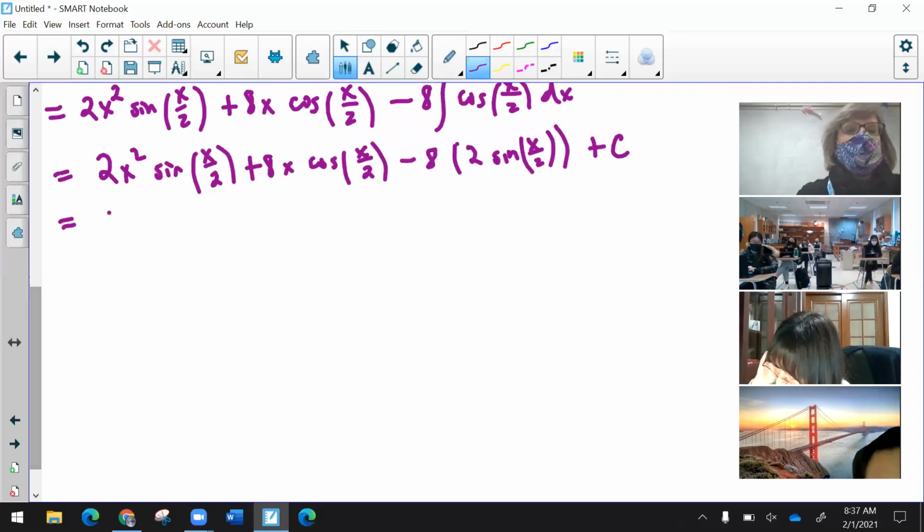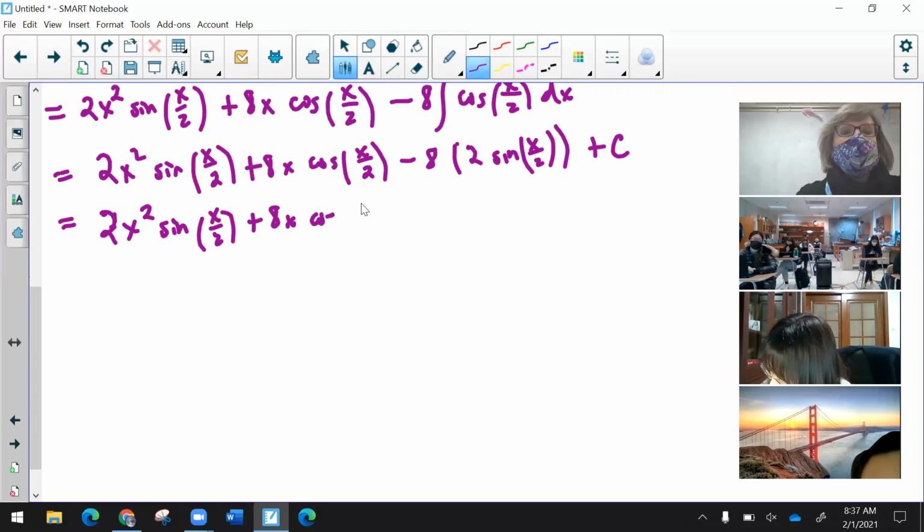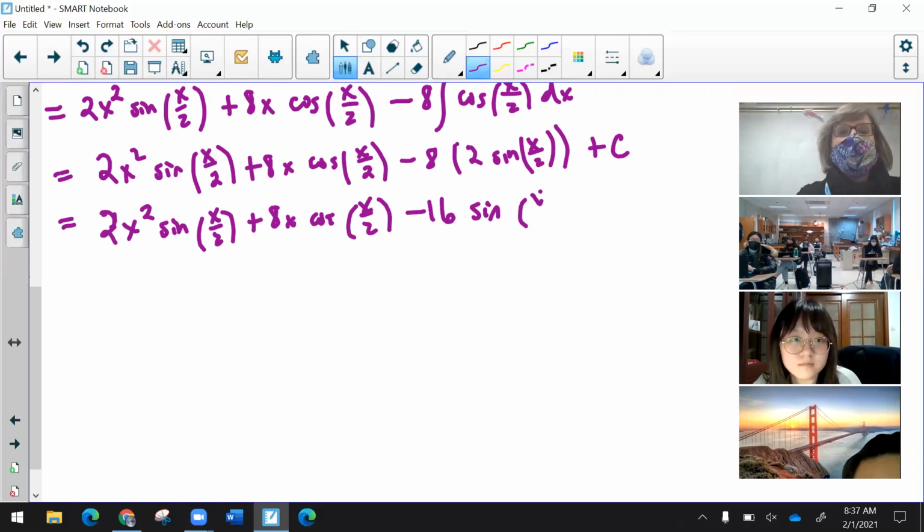Okay, and then we're just going to distribute things here again. So I've got 2x squared sine(x/2) plus 8x cosine(x/2) minus 16 sine(x/2) plus C.